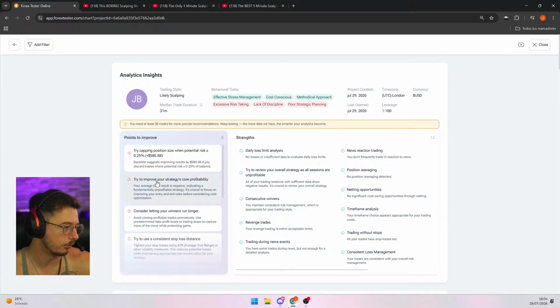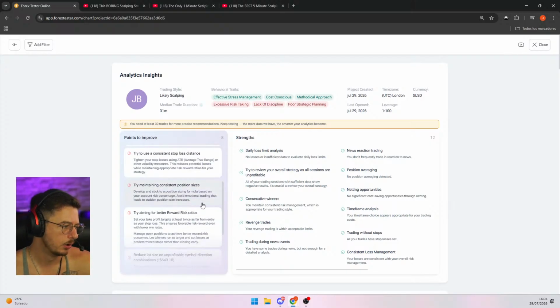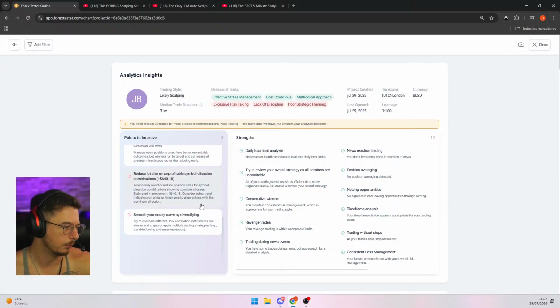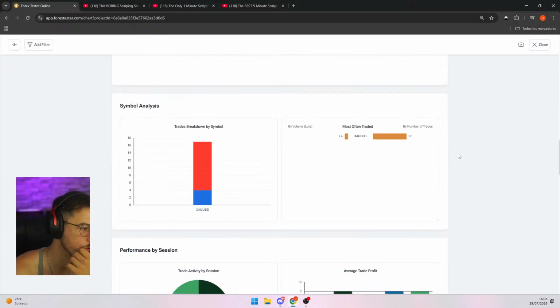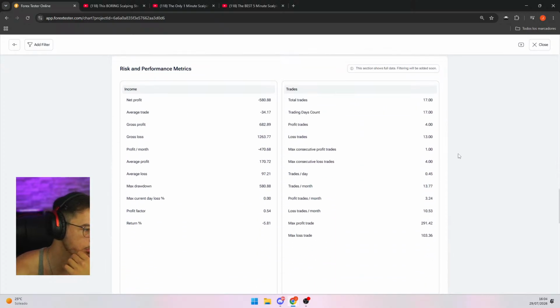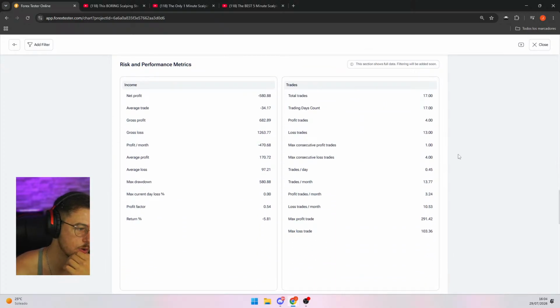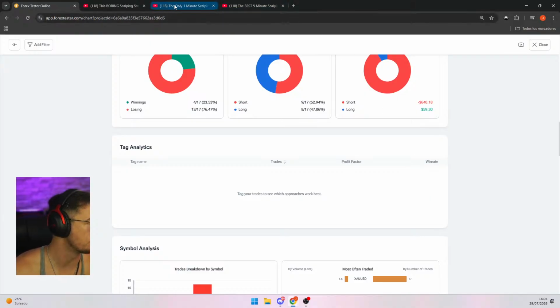It basically says try to improve your trading strategy's core profitability by changing some rules. So I think we need to look at profitable symbol and direction combinations. That's something we can look at. So yeah, 100% we need to optimize this, changing around break evens or adding, what's the name, when it gets to 1-to-1, take a partial, basically. So yeah, we'll hop to the next trading strategy.